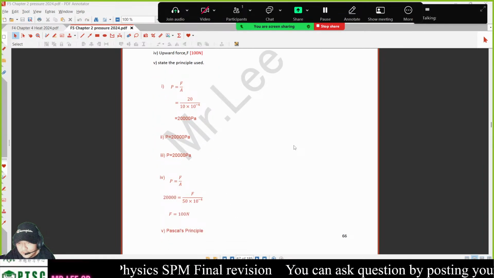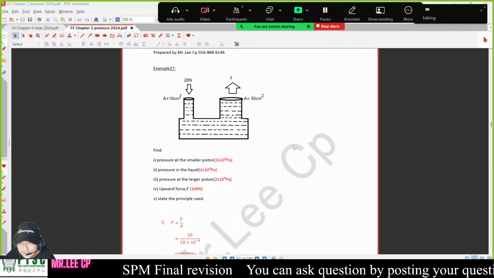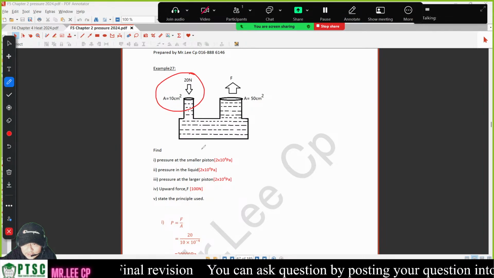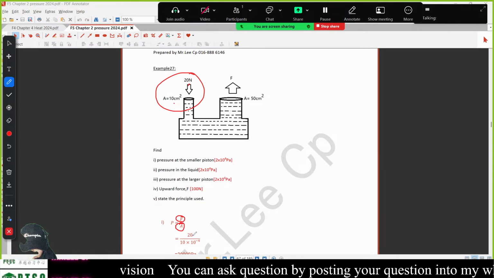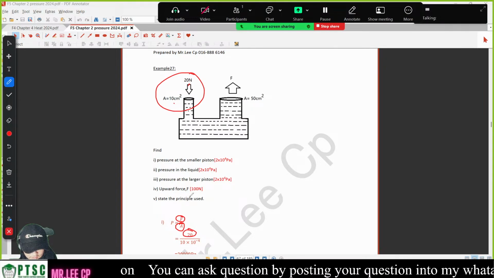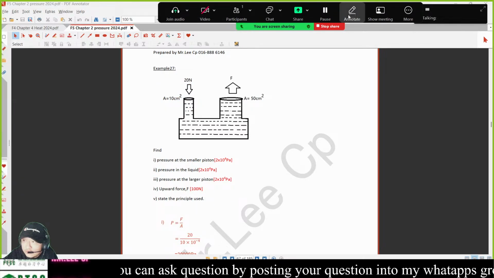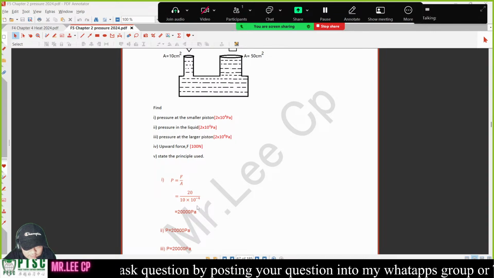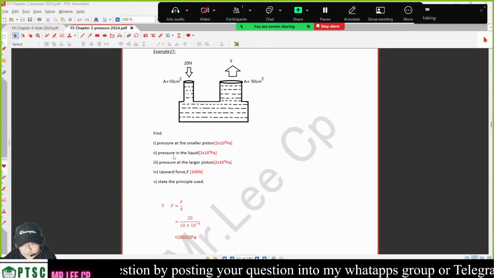One example is needed. So now calculate the pressure here. Pressure is force over area. Area is 10 times 10 to the -4. Make sure you know. So how much will you get? 20,000 Pascal.